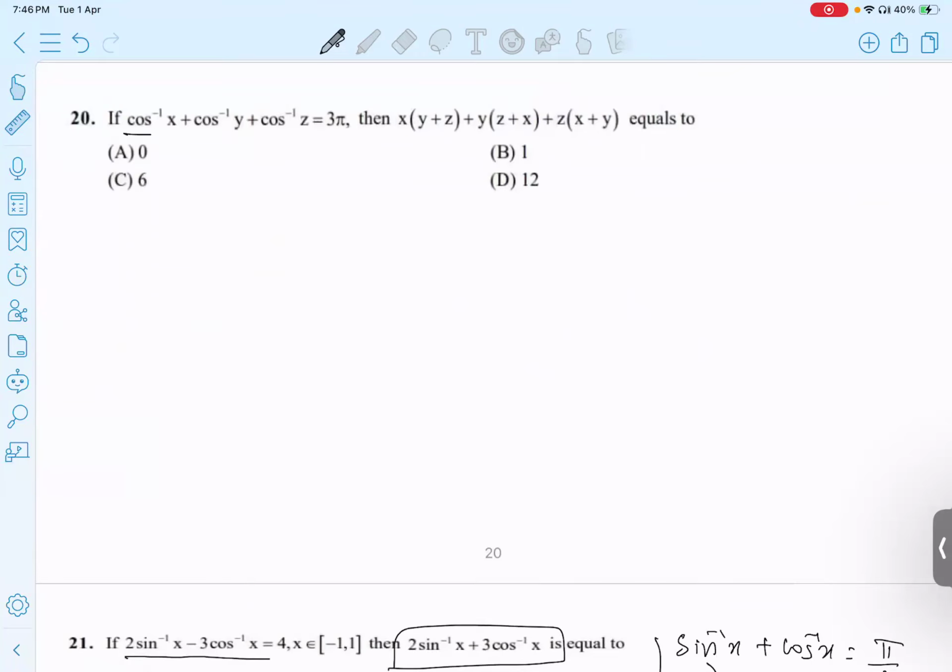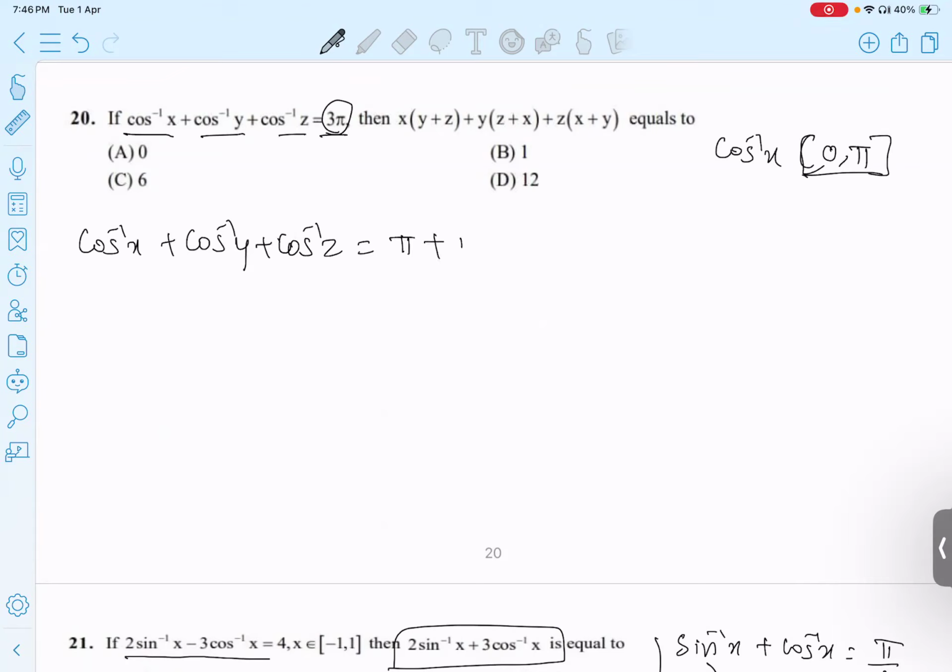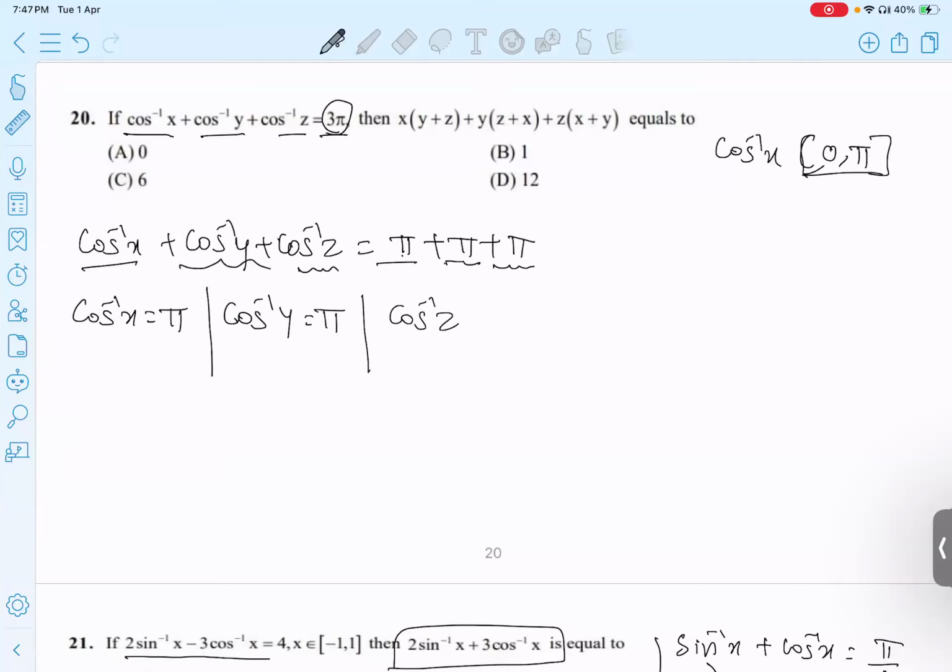Okay. So now cos inverse x plus cos inverse y plus cos inverse z is equal to 3 pi. What is the range of cos inverse? The range of the cos inverse lies from 0 to pi. The maximum value is pi. So this 3 pi can be split directly as pi plus pi plus pi, because the maximum value itself is pi. So if I compare these, we will get cos inverse x is equal to pi. Similarly, cos inverse y is also pi. Cos inverse z is also pi. So x is nothing but cos pi.